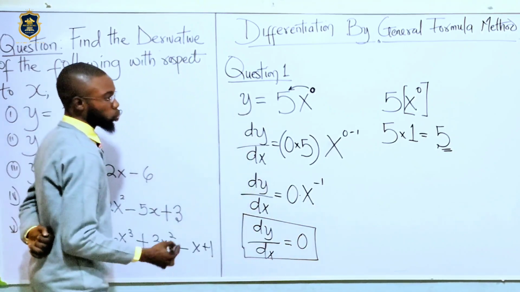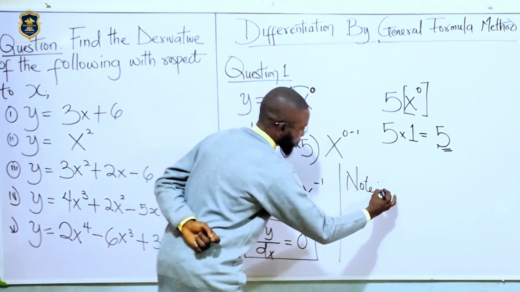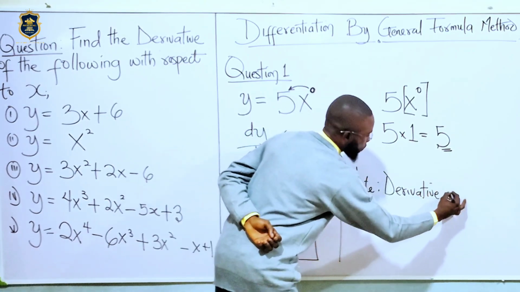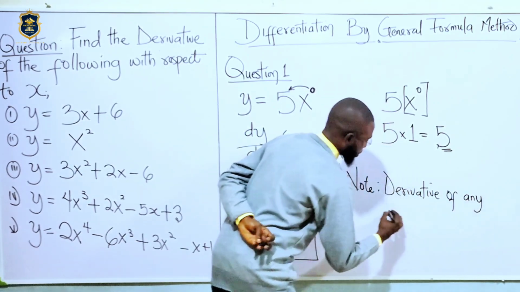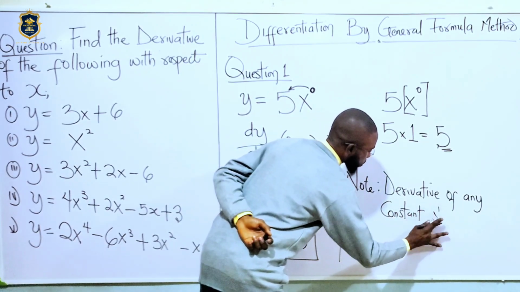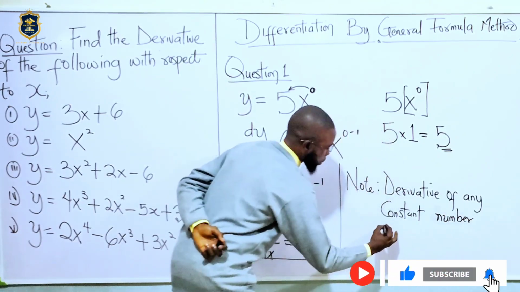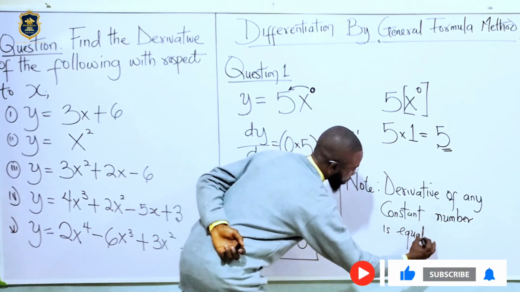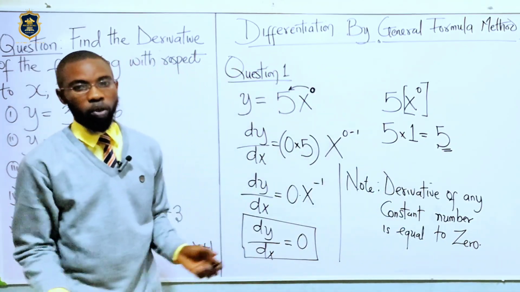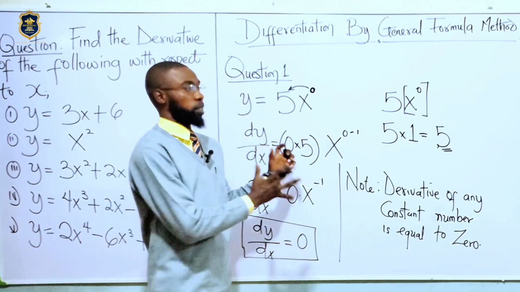Are you getting it now? So just note this down. Note that the derivative of any constant number is equal to what? To 0. Any constant number at all. If you take the derivative of a constant number, you get 0. That's the first thing I want to establish.